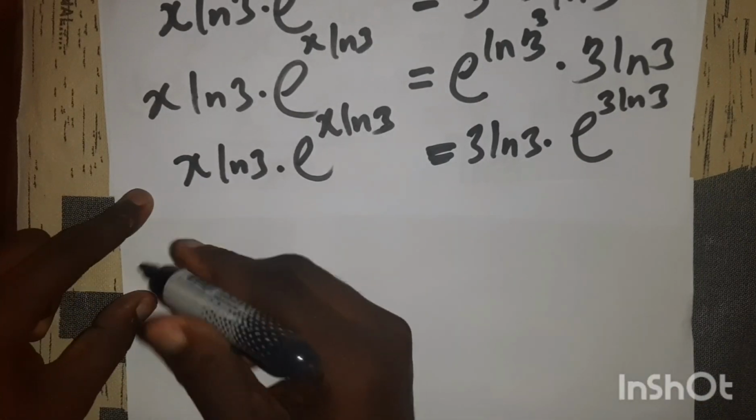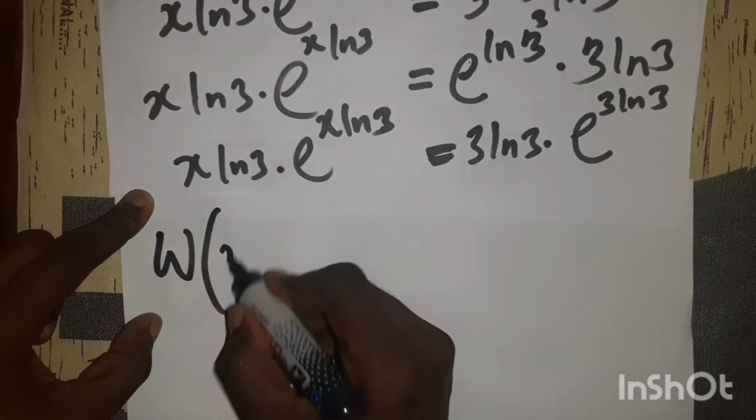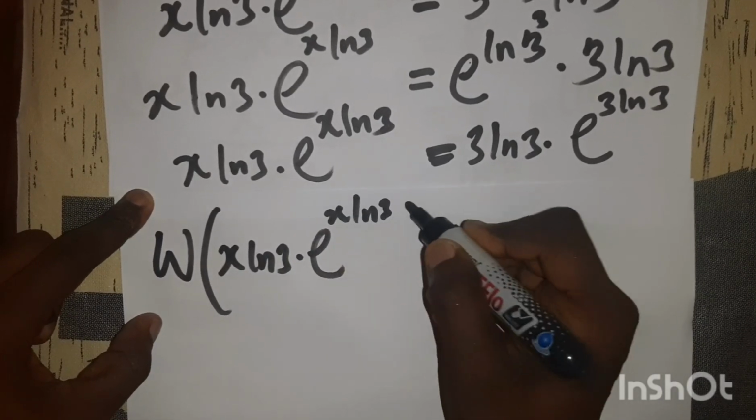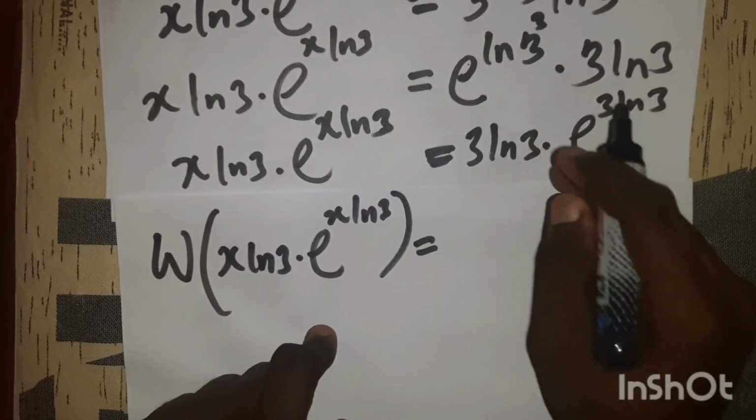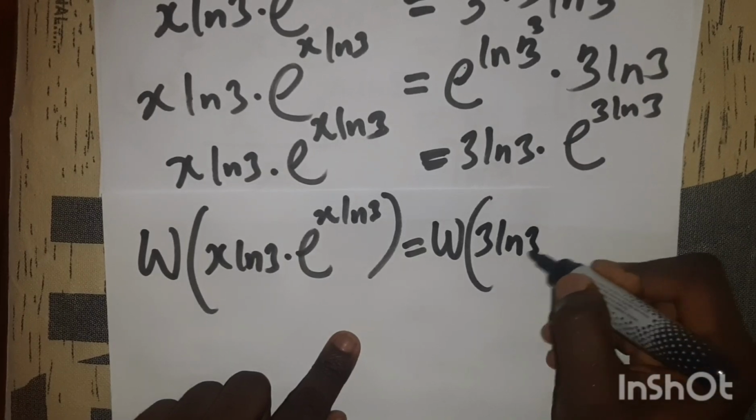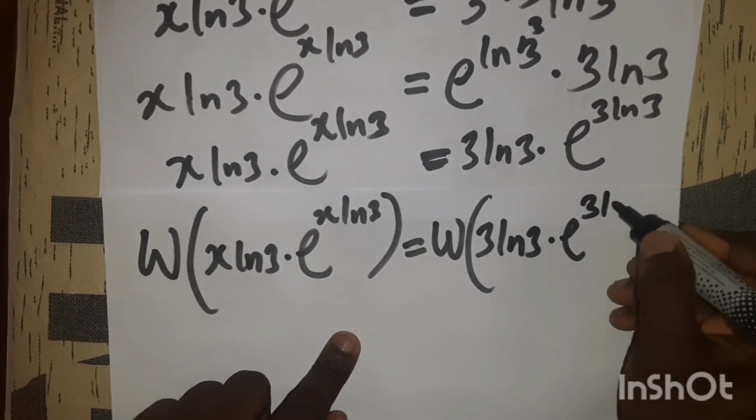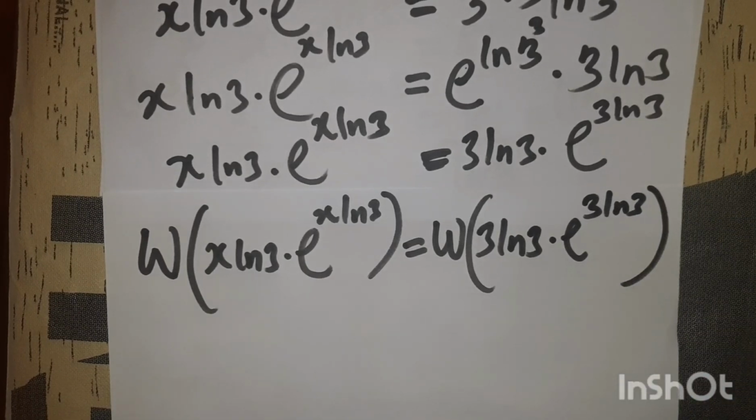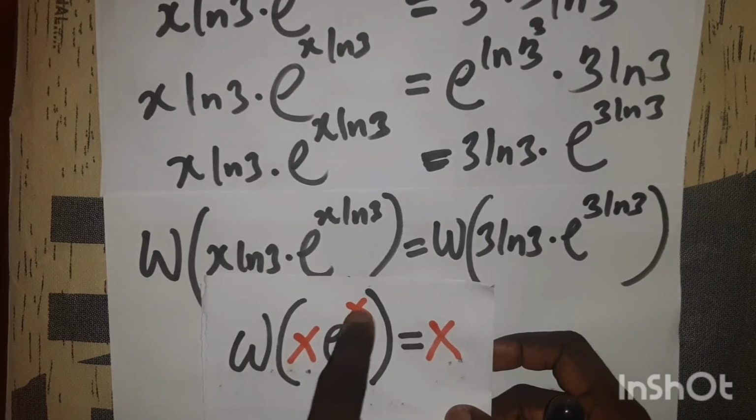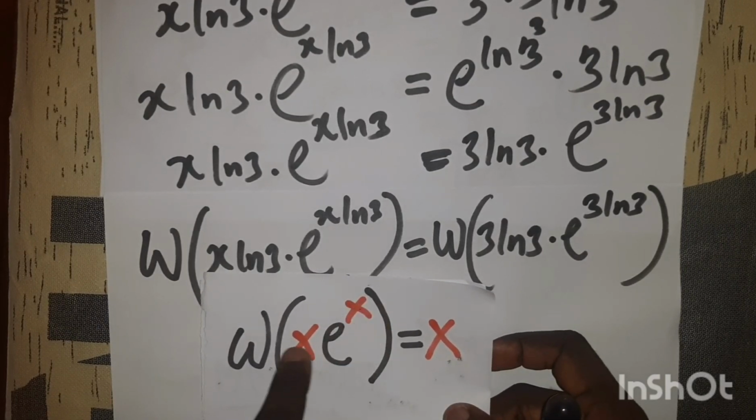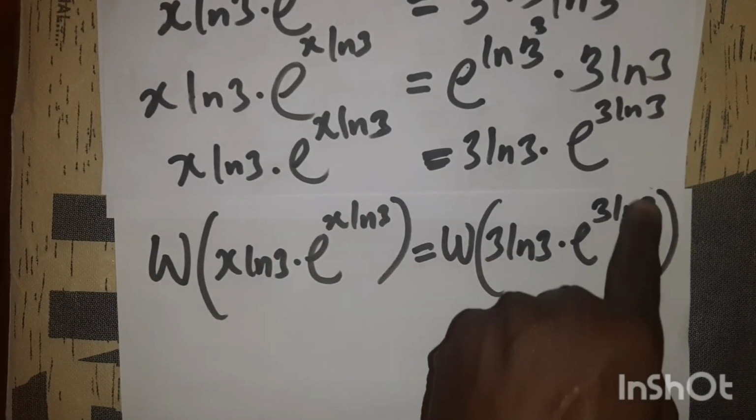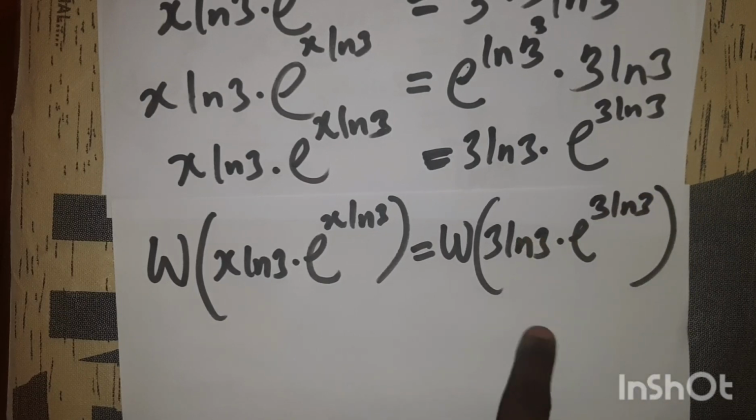So applying the Lambert W function of x ln of 3 dot e^(x ln of 3), closing the bracket, equals applying it here also, the Lambert W function of 3 ln of 3 dot e^(3 ln of 3), and closing the bracket. And don't forget, when you apply the Lambert W function in this form, it simplifies to just one of the terms, either the power or the coefficient. So you just bring one of them out here, and I'm also bringing one of them out here.